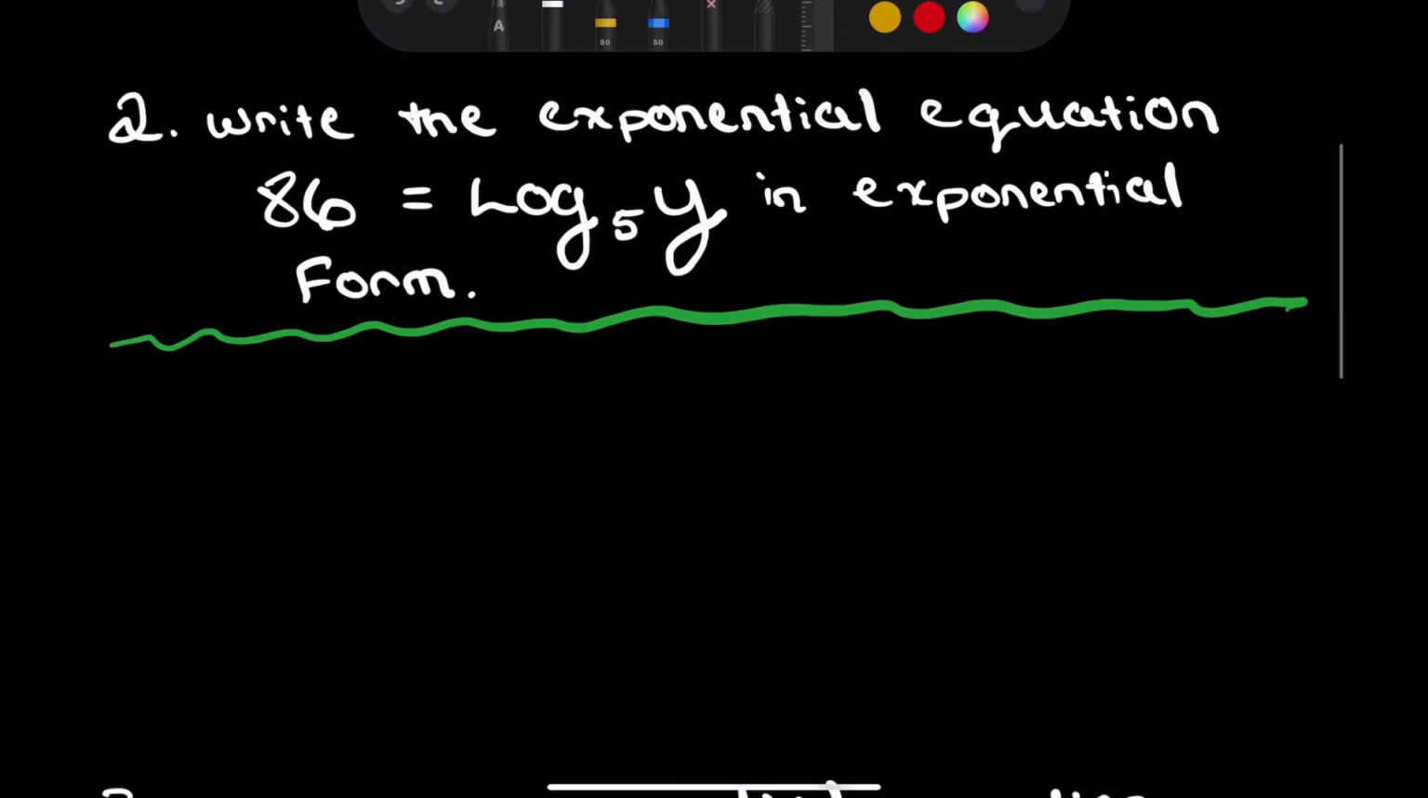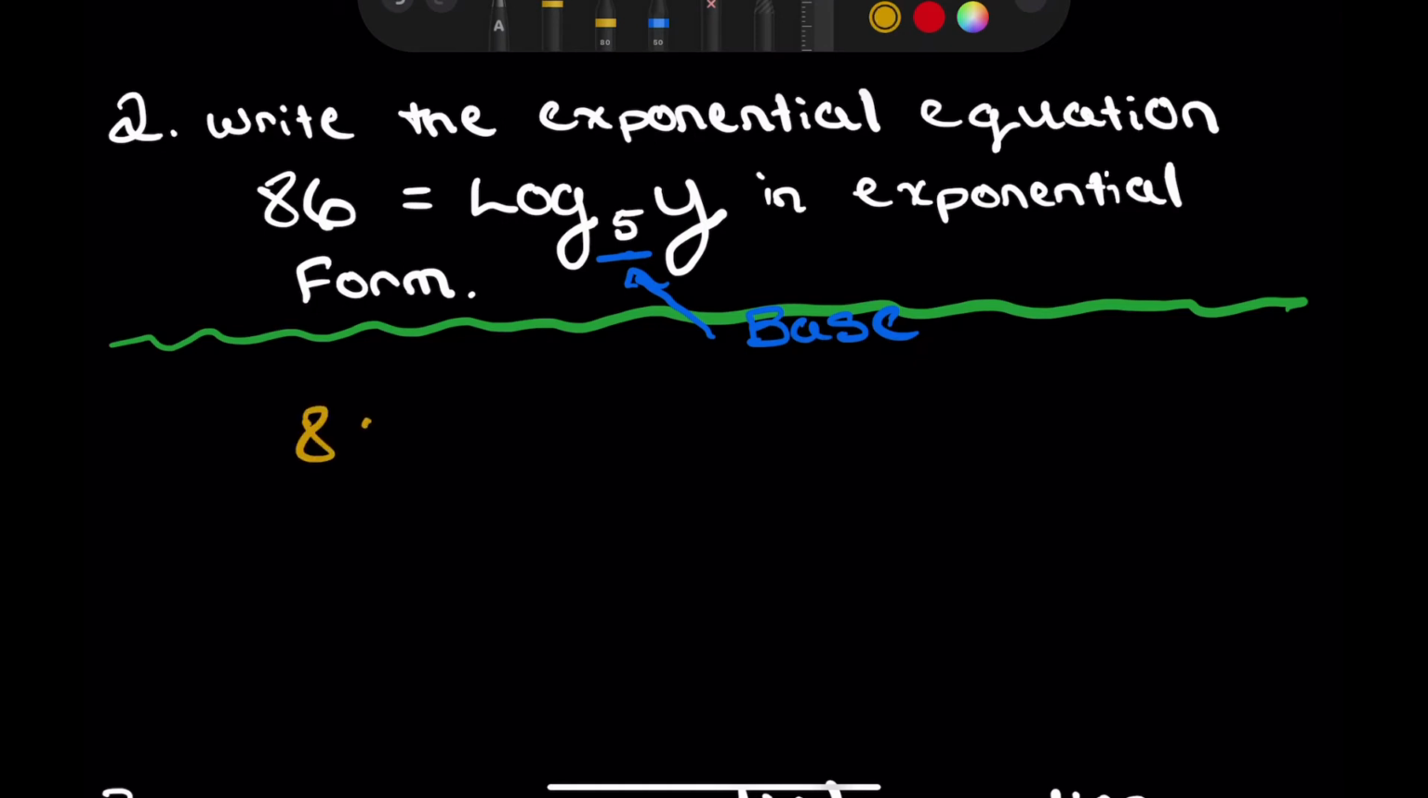All right, let's consider our second example here. We have: write the logarithmic equation 86 equals log base 5 of y in exponential form. Yet again, if we want to get rid of this log, we have to shift our base number. Our base number here is the number 5, so we have a base of 5. Then we're going to shift that 86 up into the exponent and leave our y. So let's just rewrite our equation as it is.